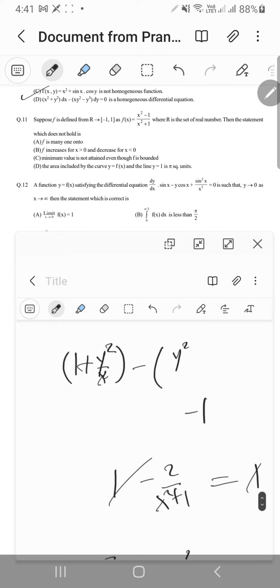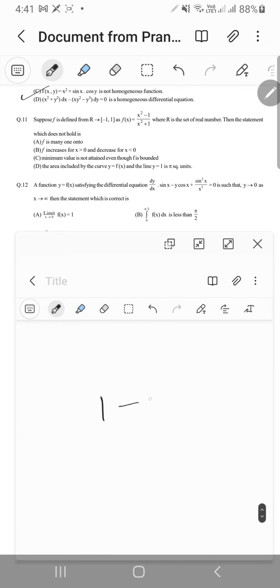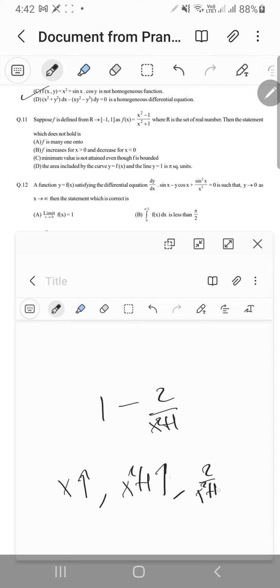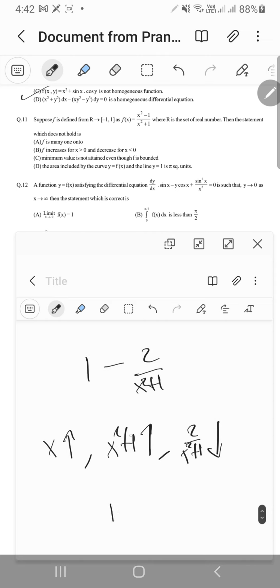f increases for x bigger than 0 and decreases for x less than 0. So this was just 1 minus 2 upon x squared plus 1, right? Let's think about what happens for x bigger than 0. When x increases in magnitude, x squared plus 1 increases, so 2 upon x squared plus 1 decreases, so this function 1 minus 2 upon x squared plus 1 increases. So yes, f increases for x bigger than 0, and it decreases for x less than 0.